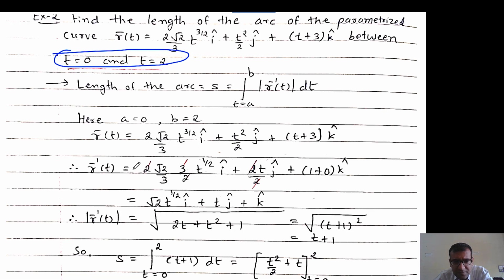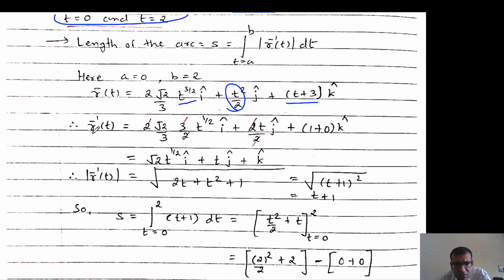So what is r bar dash of t? See, it is 2 root 2 by 3, and in differentiation of t raised to 3 by 2, that is 3 by 2 t raised to 1 by 2. Okay, where the 3s and 2s get cancelled. So we are left with only root 2 t raised to 1 by 2. And again, t square by 2. What is differentiation of t square? It is 2t. Okay, so 2t by 2, 2 cancel, only t left. Plus differentiation of t plus 3 is very, very simple, 1 plus 0. Right, differentiation of t is 1, differentiation of 3 is 0.